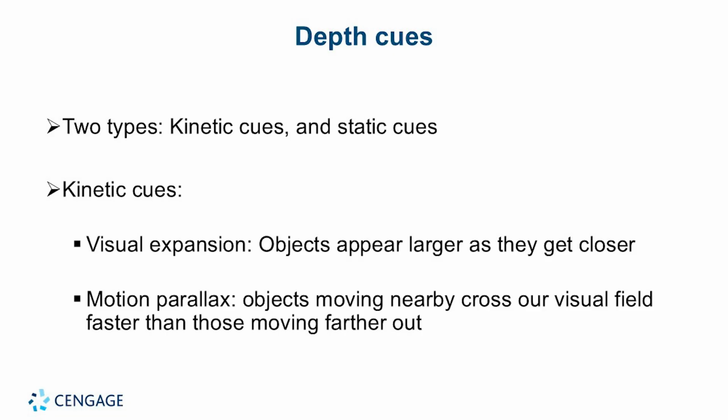Another thing is motion parallax. The best way of illustrating this is to think of sitting in a car that's moving and looking out the window. You'll notice that things that are closer to you appear to cross your visual field much faster, for example, trees or bushes lining the side of the road as you're driving. On the other hand, things that are further away in the distance, like hills or buildings, will appear to cross your visual field much slower as you're driving past.